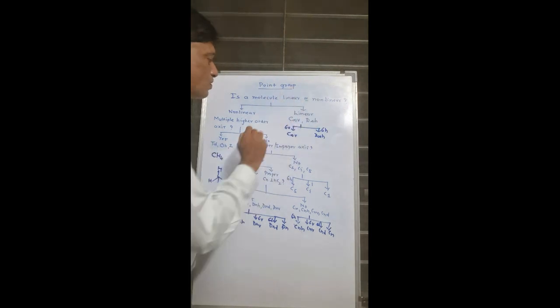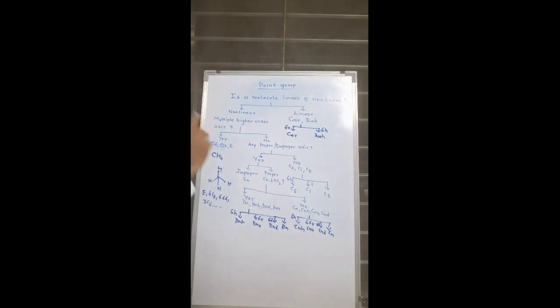So is the molecule linear or non-linear? Yes, we can say that this molecule is non-linear. Then we have to ask the question whether multiple higher axes are present. Yes, multiple higher axes, it means 3C3 is the minimum criteria to be a multiple higher axis. It means the methane molecule consists of 4C3. It means multiple higher axes are present in case of the methane molecule.